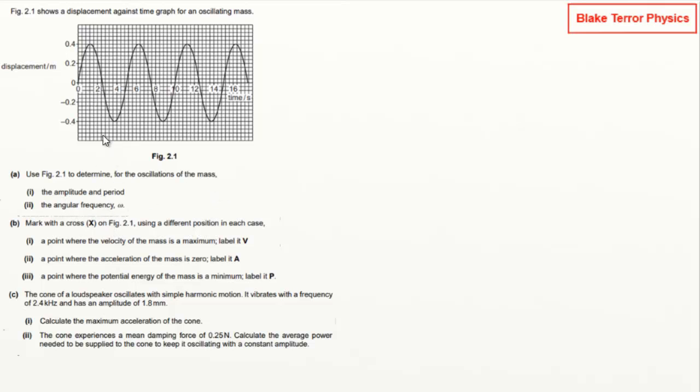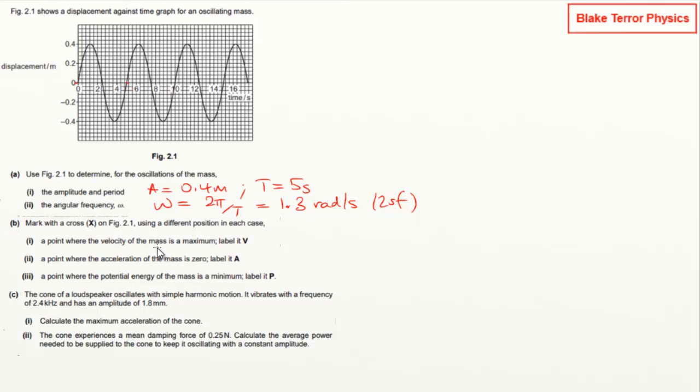Right, well, the first two, amplitude and period, we're just reading these straight off. Amplitude is maximum displacement, so our A is 0.4 meters. Our period is the time for one oscillation, so that's going from there to there, which looks like 5 seconds. The angular frequency, omega, is 2 pi divided by the period. So we've got 2/5 of pi, which is about 1.26, so 1.3 radians per second to two significant figures. So that was straightforward.